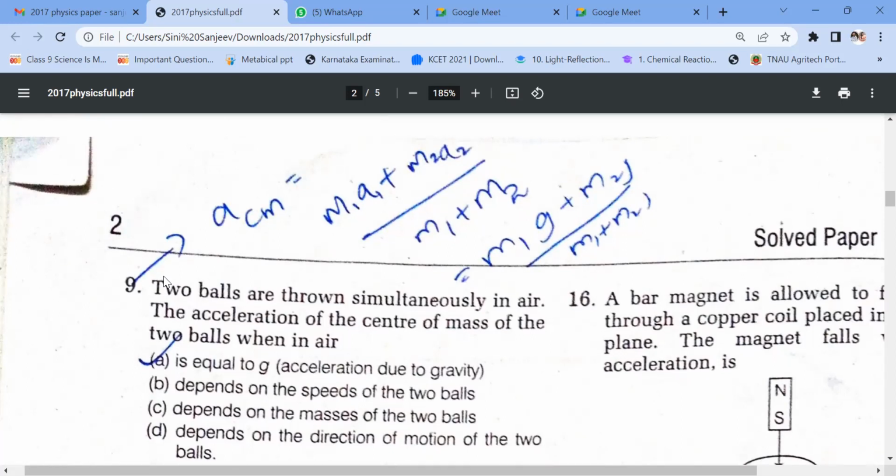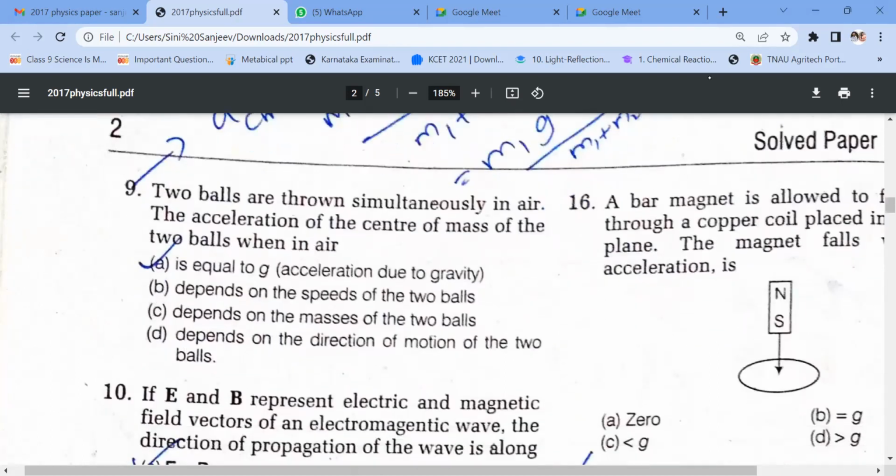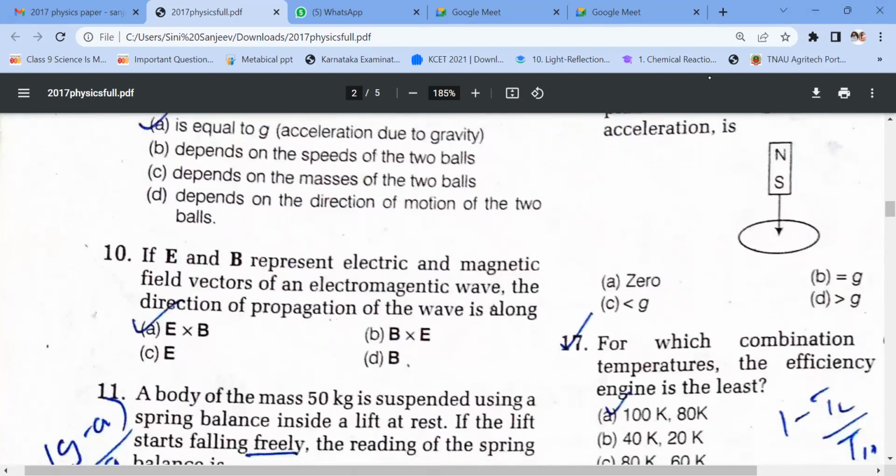So we have to know this formula: ACM equals M1A1 plus M2A2 divided by M1 plus M2. Since gravity is the same, I can put G for both accelerations. Then M1 and M2 are common, so it is equal to G. First option, it will be equal to the acceleration due to gravity. That's it. Super simple. Later on, I will be sharing the notes within this paper. Okay, sir. The 10th one.